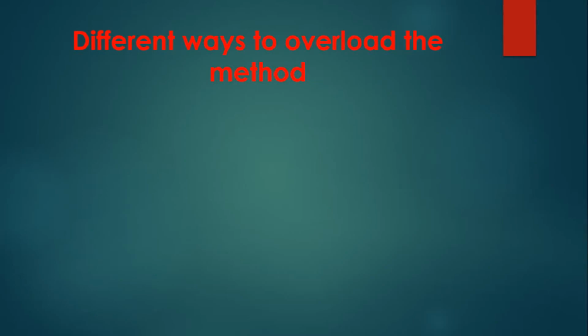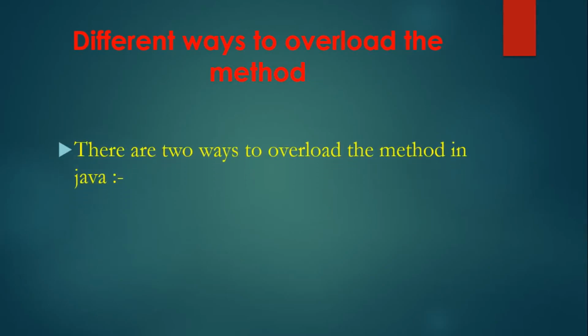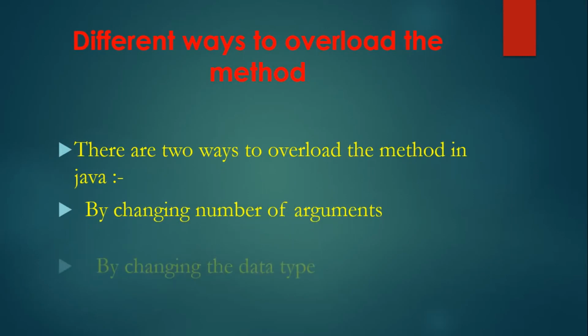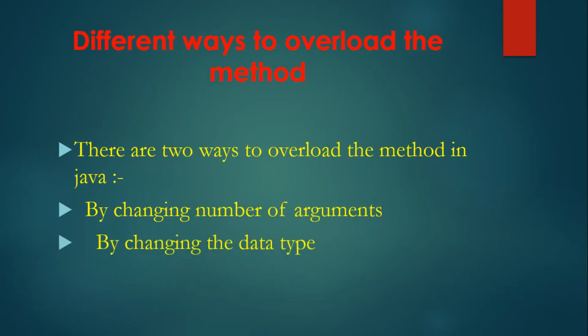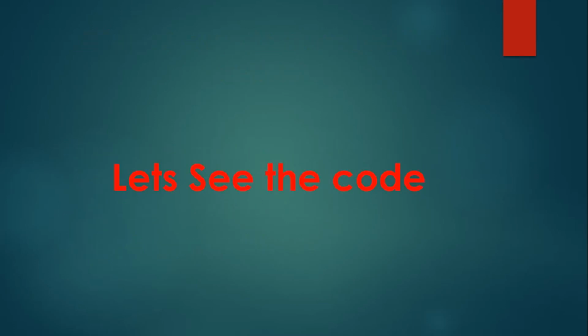So, the different ways to overload a method. There are 2 ways to overload a method in Java: by changing the number of arguments or by changing the data types. If we only change the data types of the arguments, we can also perform the overloading. Let's see the code for how we can perform method overloading in Java.